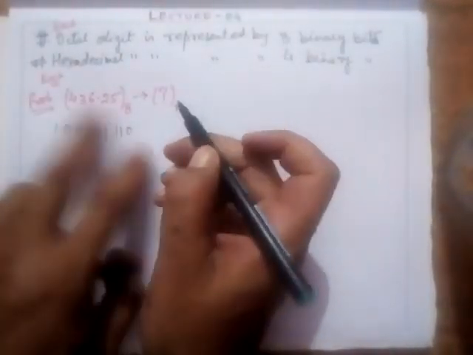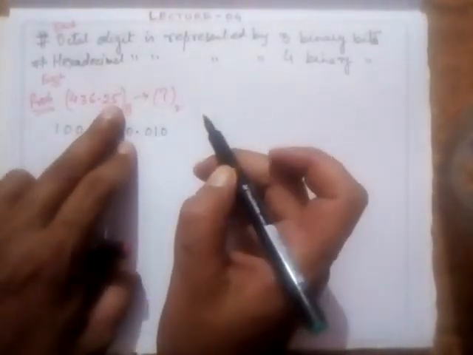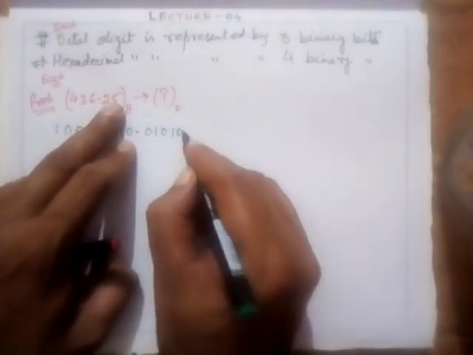So this 4 will be simply 100 by 3 bits. Then this 3 is 011. Look at this here, 4 is 100. This 4 is 100. 3 is 011. I am using this table only. 3 is 011. 6 is 110. Point 2 is 010 and 5 is 101. This is my final answer in base 2.